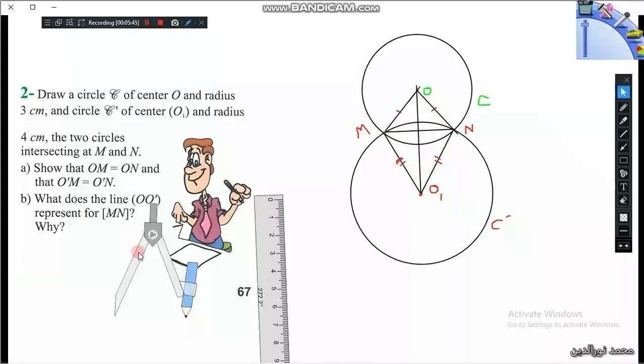So what does O prime represent for the segment MN? It's the perpendicular bisector. Since O is equidistant from M and N, and O prime is equidistant from the extremities M and N, both of them belong to the perpendicular bisector.